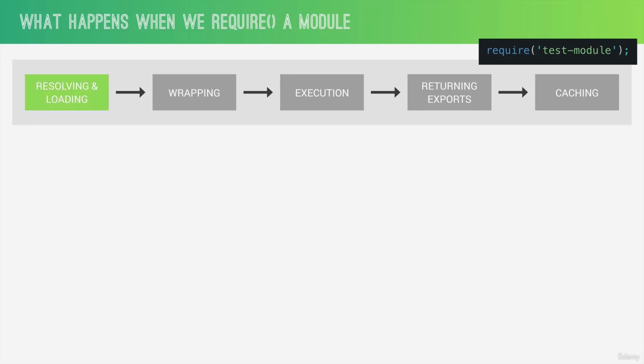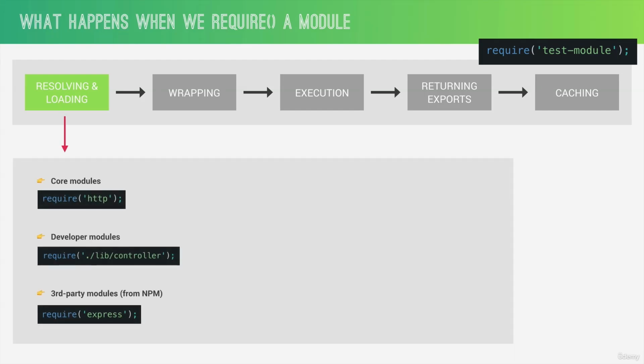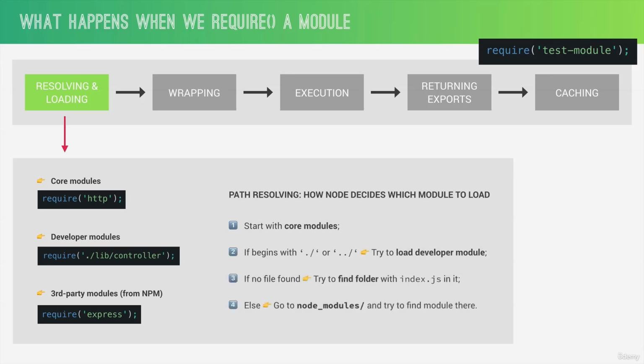So first off, how does Node know which file to load when we require a module? Because remember, we can actually load 3 different kinds of modules. Node's core modules, our own modules, or third-party modules from NPM, like Express, which is the Node framework that we're going to use throughout most of the course. So this process is known as resolving the file path. And here is how it works. When the require function receives the module name as its input, it will first try to load a core module with that name, like for example the HTTP module. It will automatically find the path to that module and then load it.